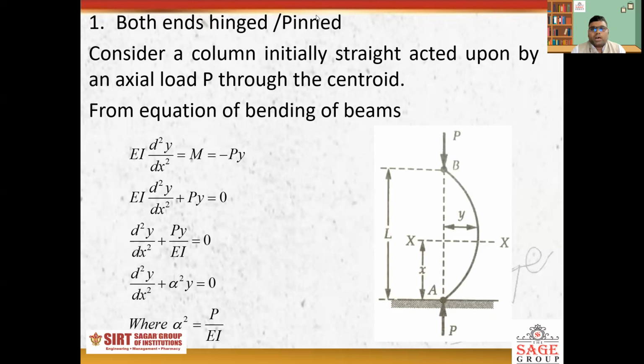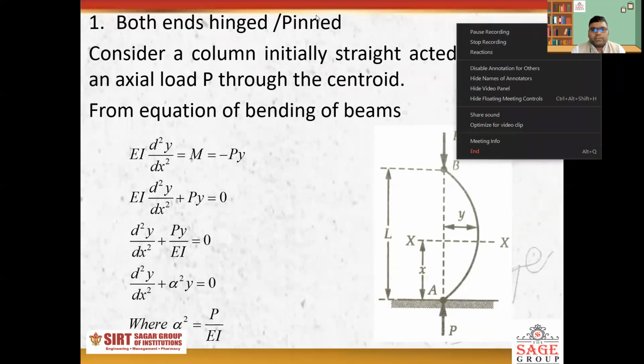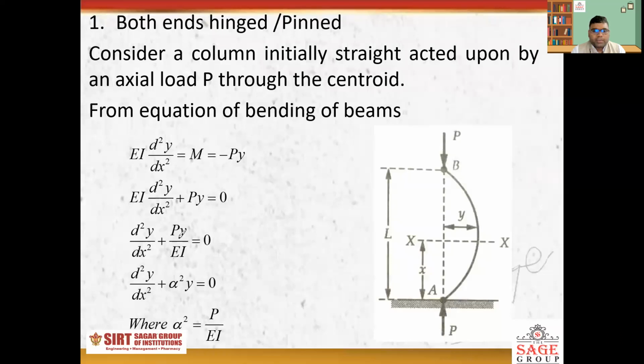We can write this term P upon EI equal to alpha square. So now the equation becomes d square y by dx square plus alpha square y is equal to 0, where alpha square is equal to P upon EI. So this is the new differential equation.